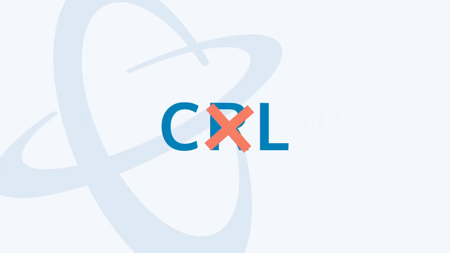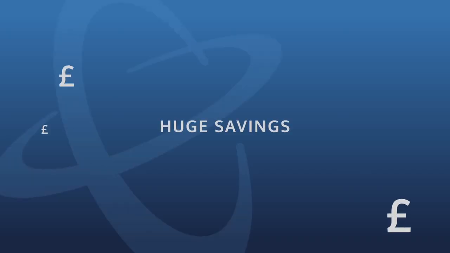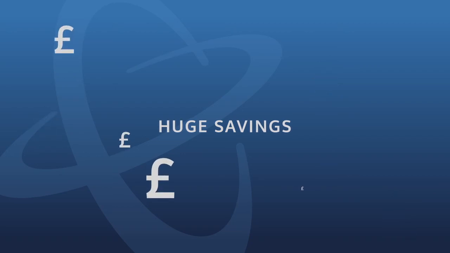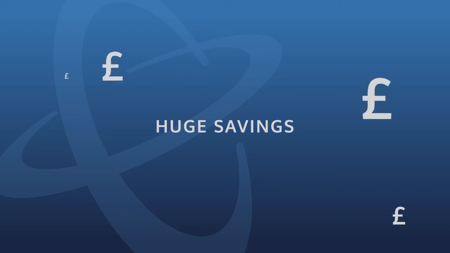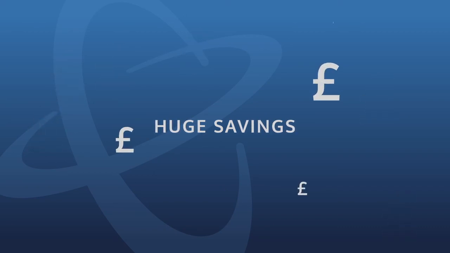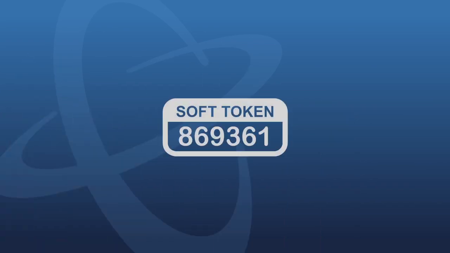And if lost, there are no CRLs or revocation lists, because 2FA disables instantaneously as soon as the device is reported missing. But the key advantage of 2FA using the user's mobile phone or other nominated hardware as a virtual token is that there are huge savings in avoiding annual and perpetual help desk requests, and no costs involved in purchasing or replacing tokens.